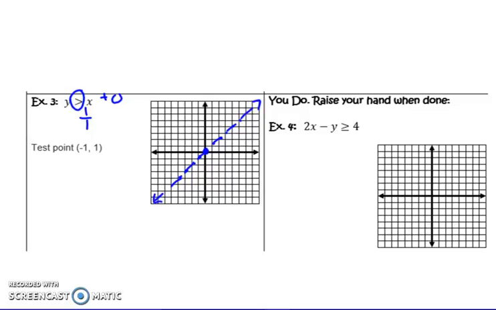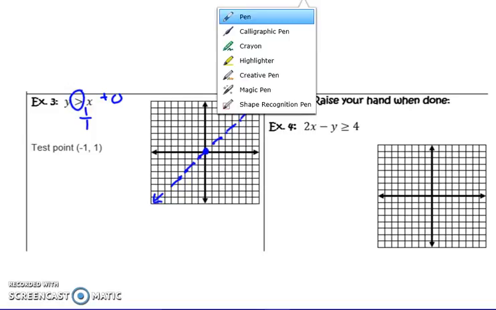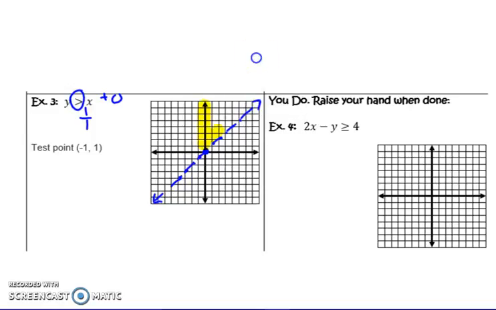Now, in this case, (0, 0) is a point on the line, so we're going to use a test point of (-1, 1). Or we can say y is greater than 0. Well, if I'm at 0 and I need to go greater, it is everything above. In this case, if I use my test point, y is 1, and 1 is greater than negative 1. That tells me it's true. 1 is bigger than negative 1, so (-1, 1), which is right there, should be shaded in.